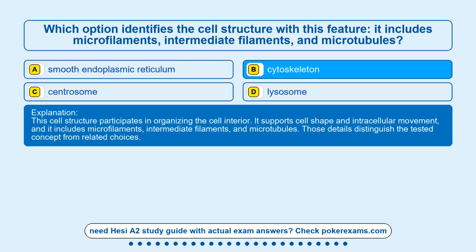This cell structure participates in organizing the cell interior. It supports cell shape and intracellular movement, and it includes microfilaments, intermediate filaments, and microtubules. Those details distinguish the tested concept from related choices.